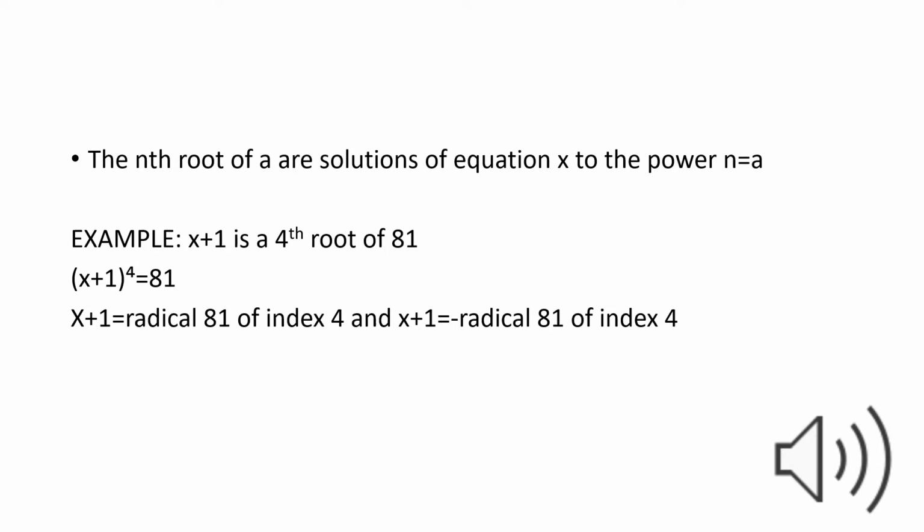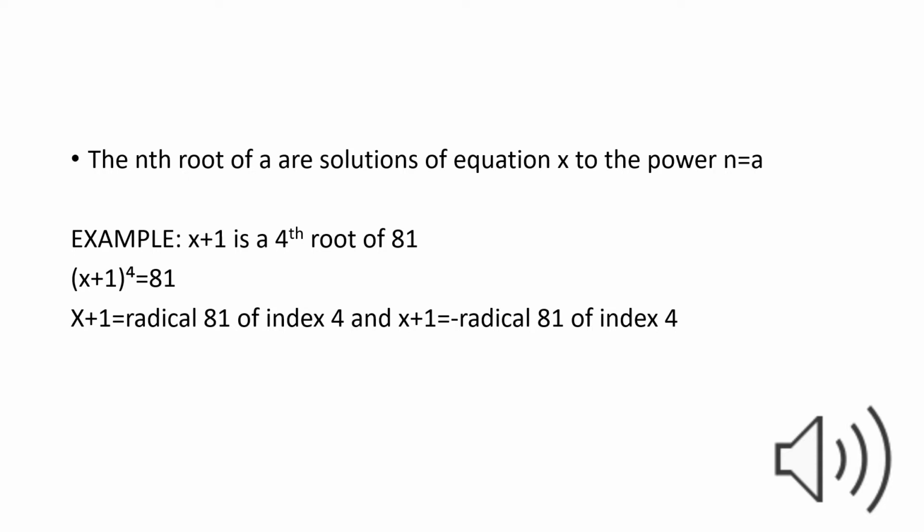The nth roots of A are the solutions of the equation x to the power n equal to A. The square roots of a positive number are the solutions of the equation x squared equal to A. For example, we have x plus 1 is a fourth root of 81. The fourth root means its power 4 is equal to 81. So we have (x plus 1) to the power 4 equal to 81. It's the same as case 1.